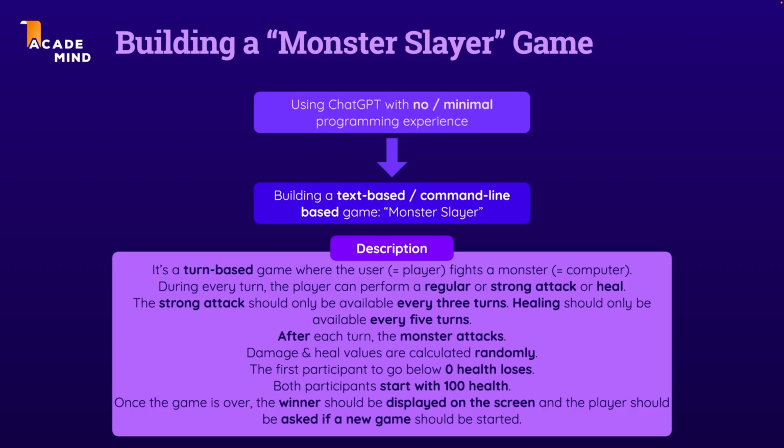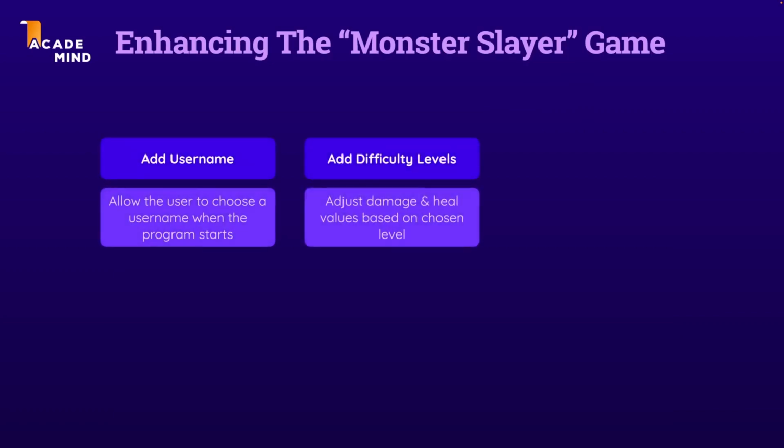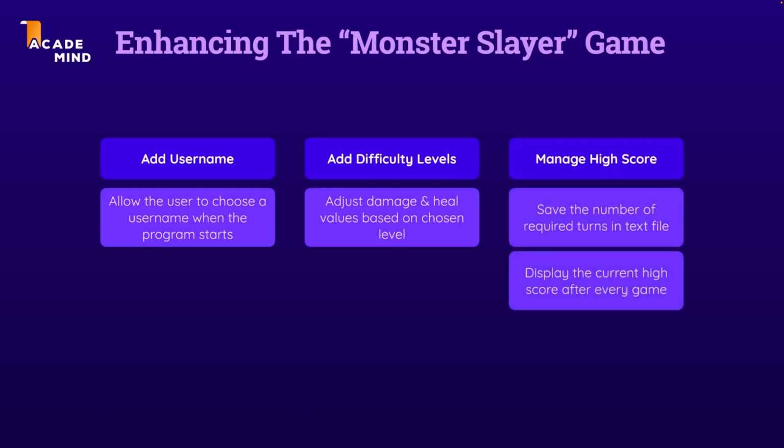Now, in addition to these basic game rules here, there are also a couple of enhancements you could apply to the game once you are done building the basic game with help of ChatGPT. You could, for example, allow the user to set a username when they start the program. You could allow the user to choose a difficulty, which has an impact on the damage and heal values. And you could also manage a high score, so that for different users with different usernames, you save the number of turns they needed to go through to win the game, and you then also display the current high score after every game, for example.